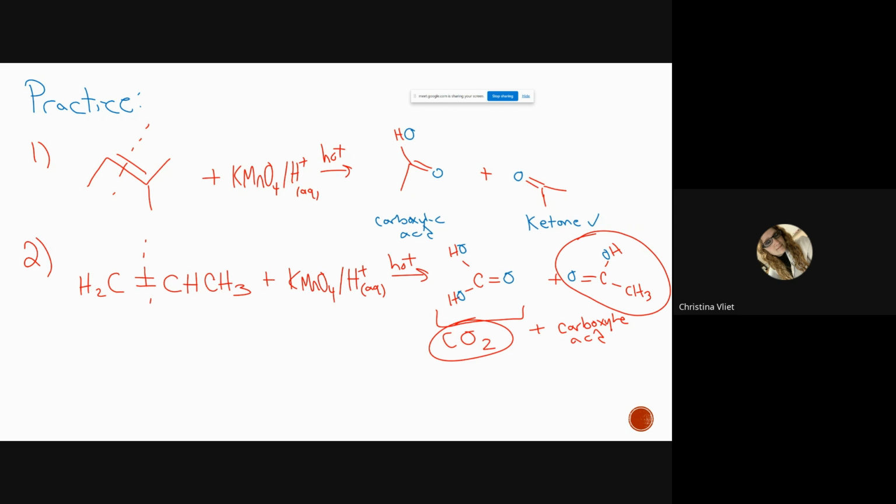If you want to write H2O as well, this is H2CO3. H2CO3, you were supposed to memorize, breaks down to water and CO2. If you want to write the water, I don't think there's anything wrong with it, if you want to write it as an additional product, but it's not an organic product.